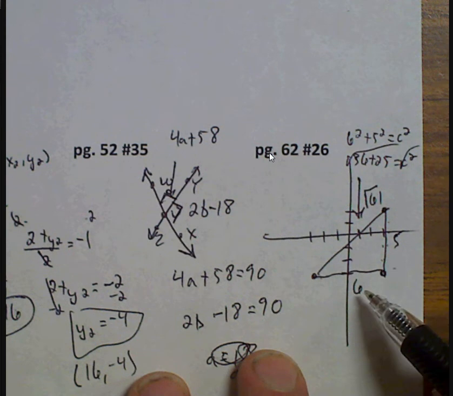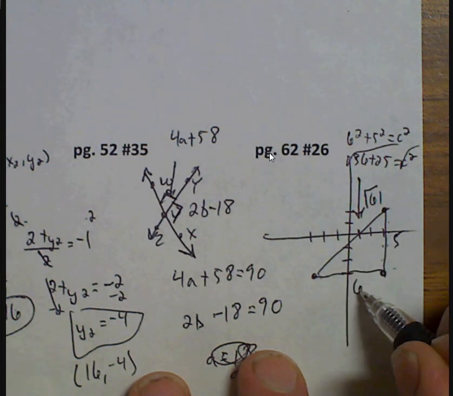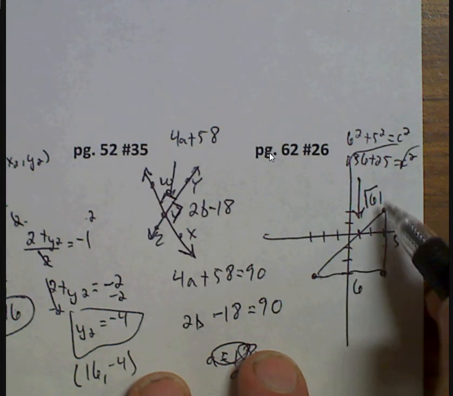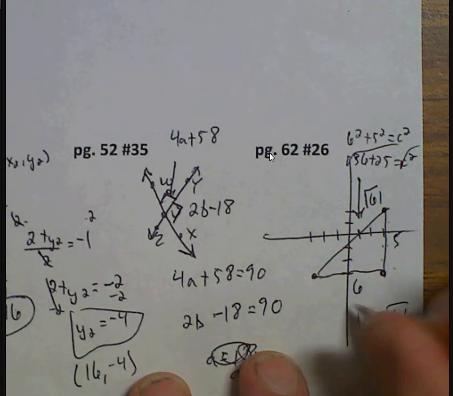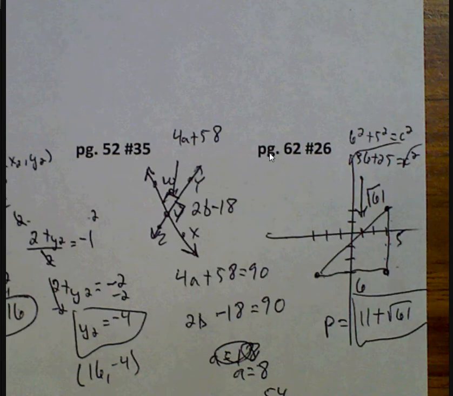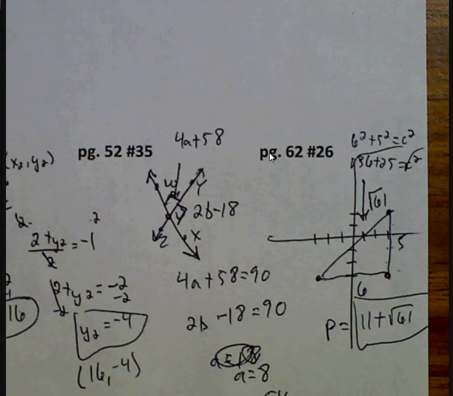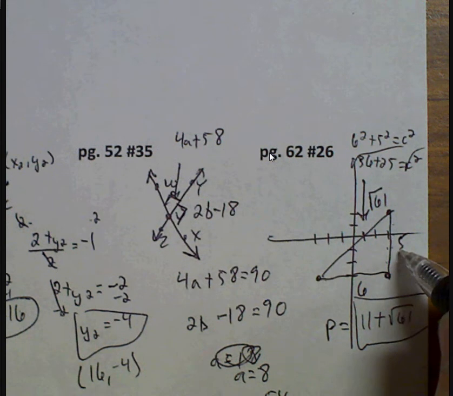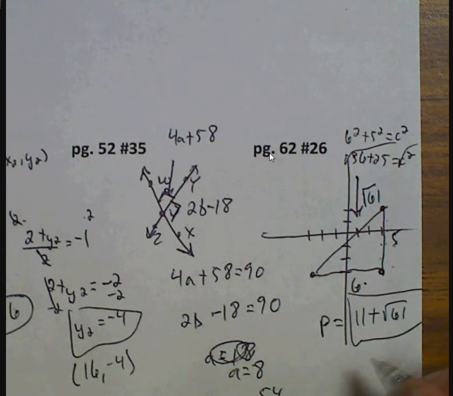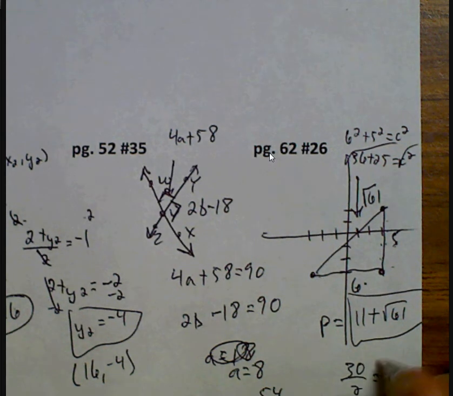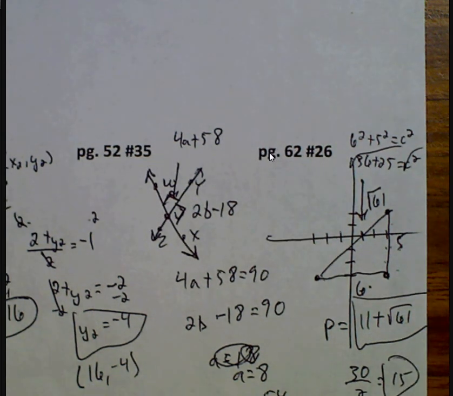So if I were to find the perimeter, it would be 6 plus 5 plus square root of 61. 6 plus 5 is 11. So I would get 11 plus square root of 61 for the perimeter because I added the sides. I cannot add these together. If I wanted to, I could get the decimal, but I am not going to. So the area would be base times height divided by 2, so that'd be 30 divided by 2, which equals 15. So my area would be 15.